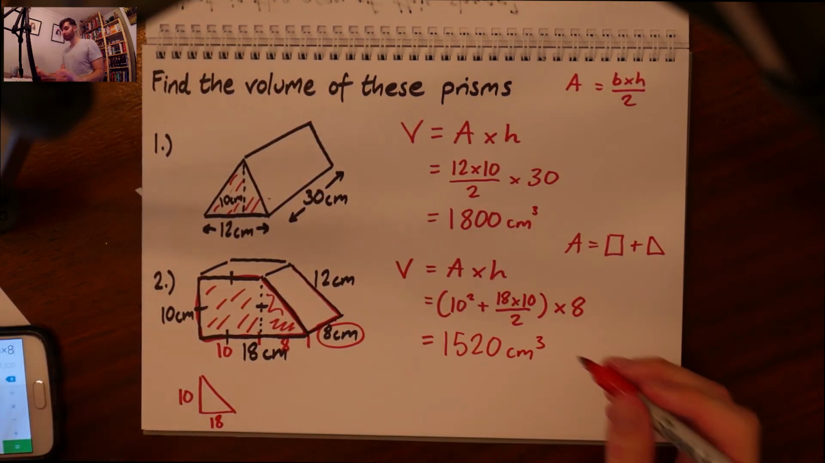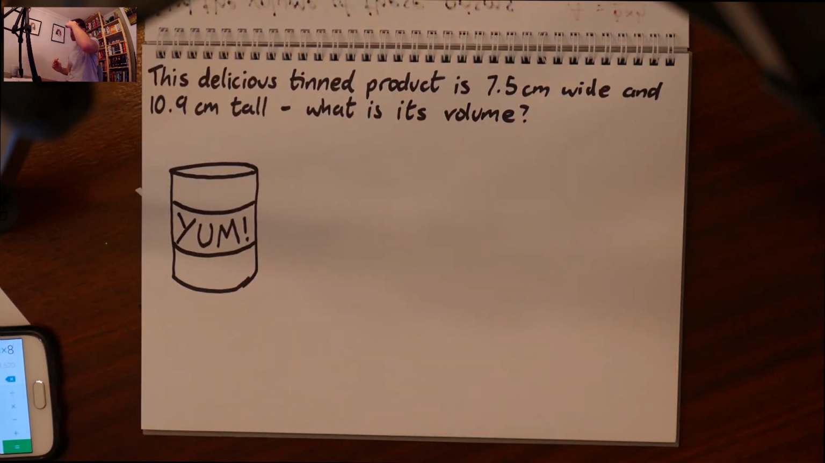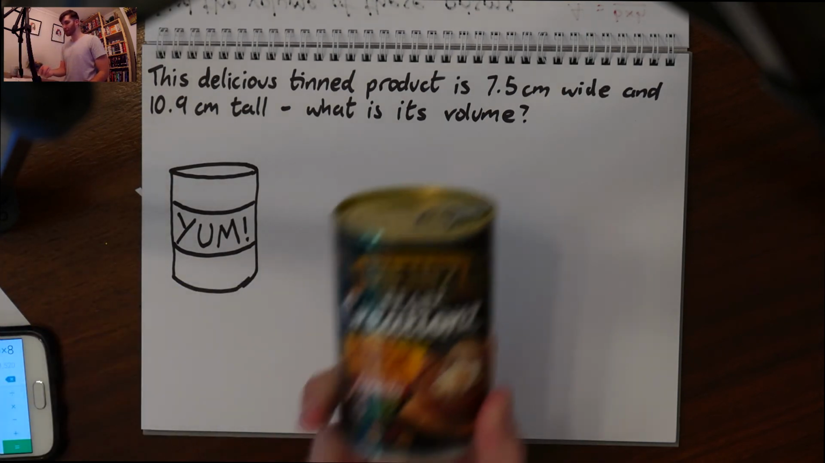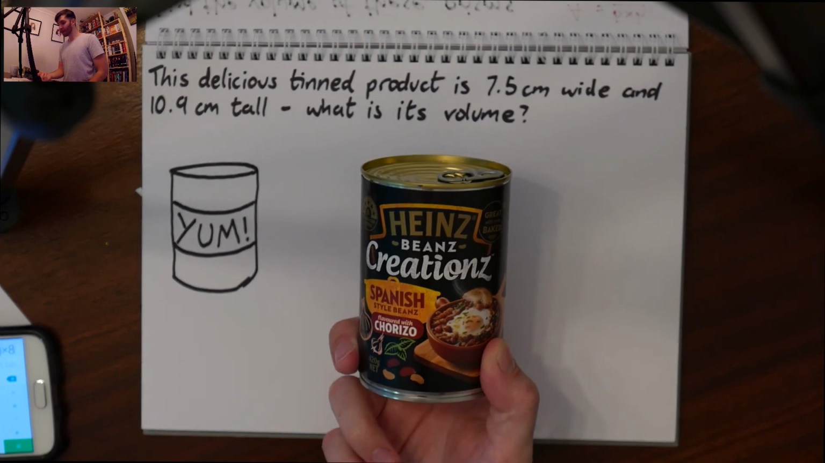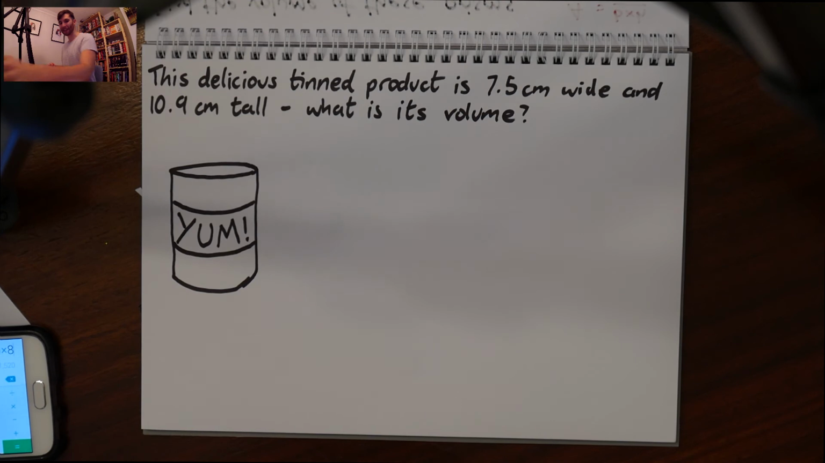Easy, hopefully. Okay, last question. So this delicious tin product is 7.5 centimetres wide and 10.9 centimetres tall. What is the volume? And I've based this on some real measurements for these Heinz Beans creations. If you haven't had them, you have to give them a try because they're really cheap and really filling and really delicious. So I really sing their praises to anyone that will listen in the staff room.